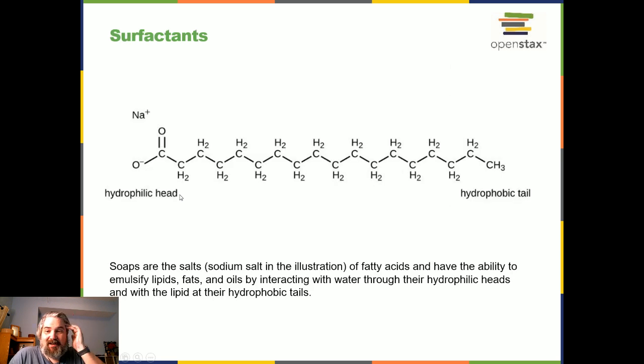Okay, so surfactants. We're looking at basically soaps. Here's the sodium salt of this surfactant. They're the salts of fatty acids, and they have the ability to emulsify lipids, fats, and oils by interacting with water through their hydrophilic heads and with the lipid at their hydrophobic tails. By emulsifying, you mean you're breaking it up, mixing it into solution. Obviously that would destroy a cell membrane. If nothing else, you're at least able to free whatever attachment it has to the surface.